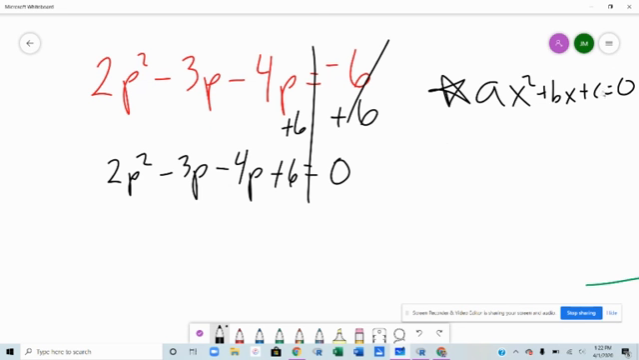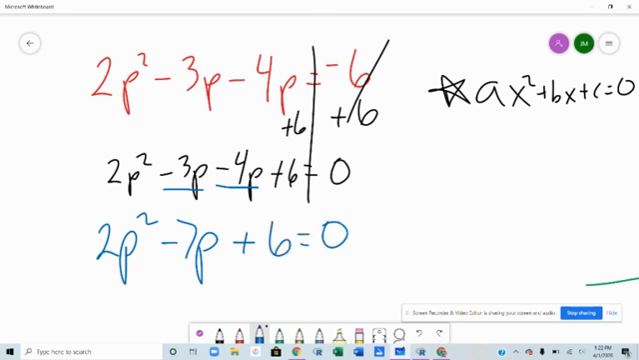Check. Make sure your terms are in the correct order. Squared, then not squared. Oh no, we've got an issue. It's a simple issue. We just have these two like terms that we need to combine. Okay, so 2p squared, and then we have -3p minus 4p. So -3 minus 4 is -7p, and then plus 6 equals 0. So now check again. Do you have the squared term, then the not squared, and then the constant? Squared, not squared, constant equals 0. Now we are in standard form and ready to factor.